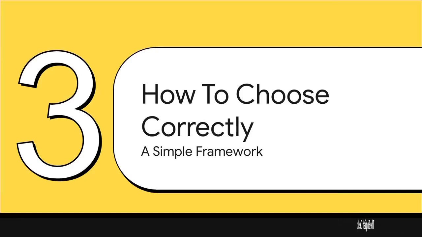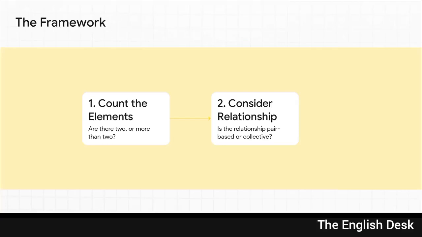So how do we get it right every time without overthinking it? Let's just ditch the guesswork completely. I'm going to give you a super simple two-step framework you can use for anything, whether you're sending a quick email or writing a formal paper. Here's how it works. Step 1 is easy. Just count the elements. If it's 2, you are almost always going to use between. If it's more than 2, you're probably looking at among.